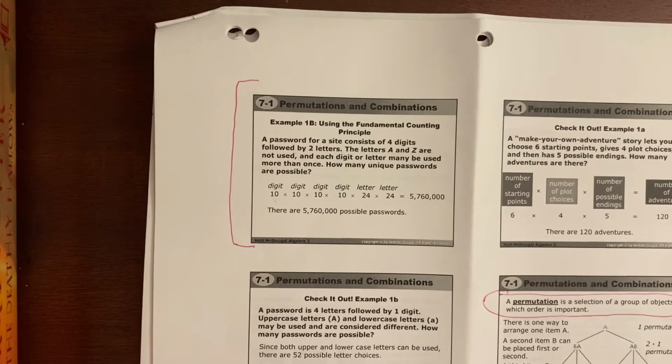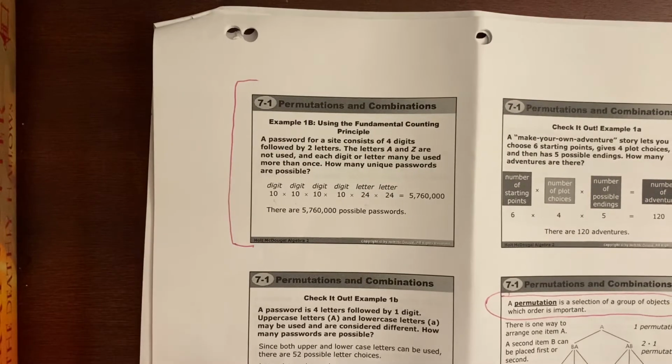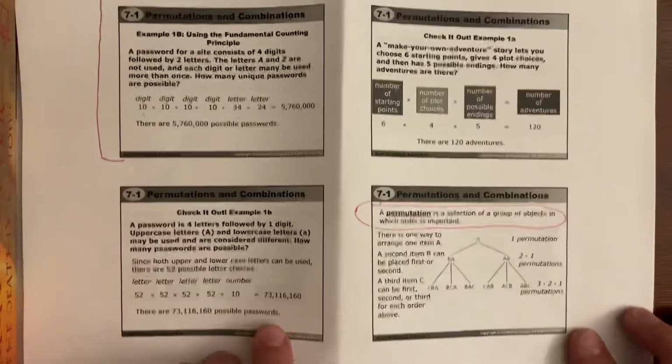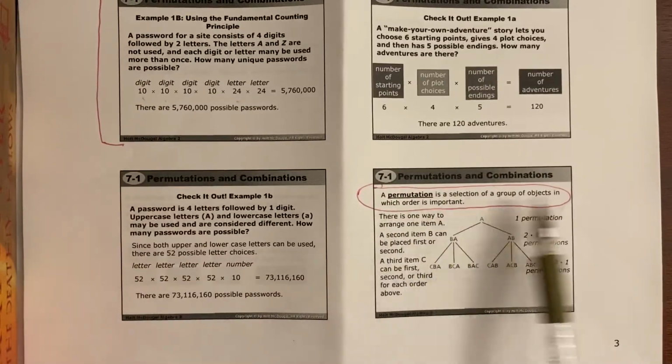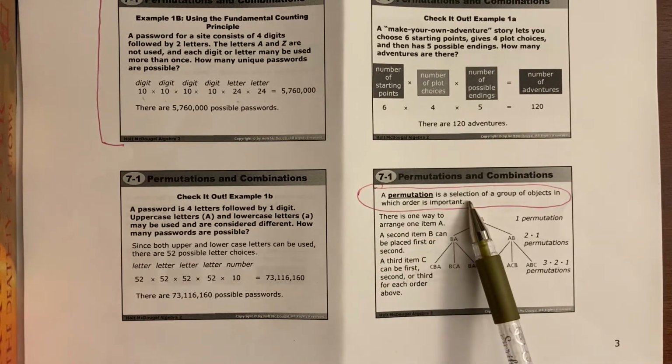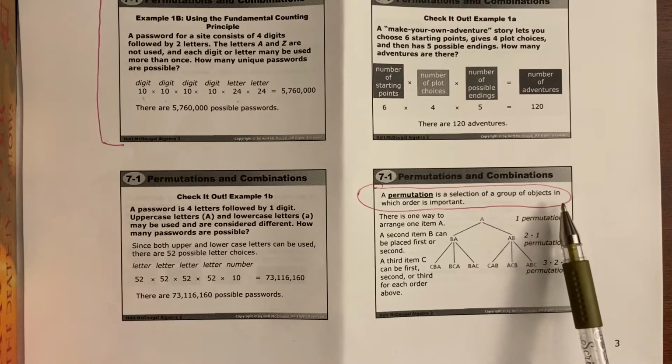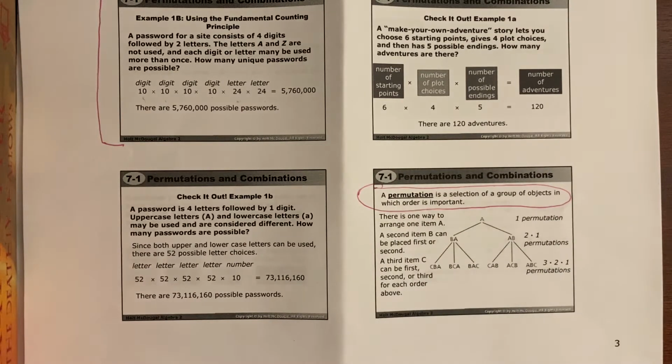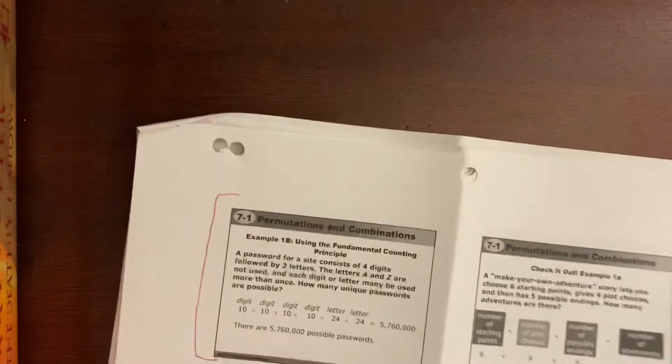Okay, so there are more examples in the PowerPoint if you want to check them out, but we're going to move on to permutations. A permutation is a selection of a group of objects in which order is important. Okay, so permutation, order matters. Let's look at the formula.